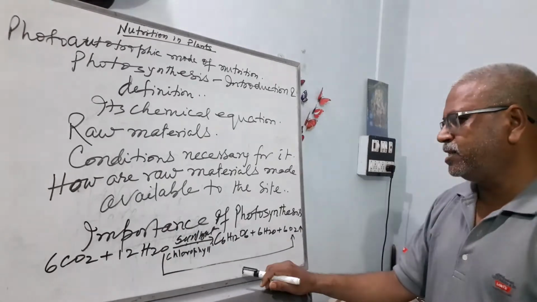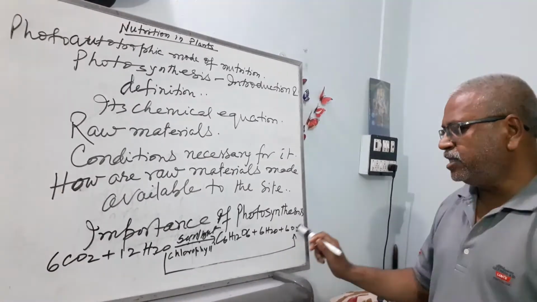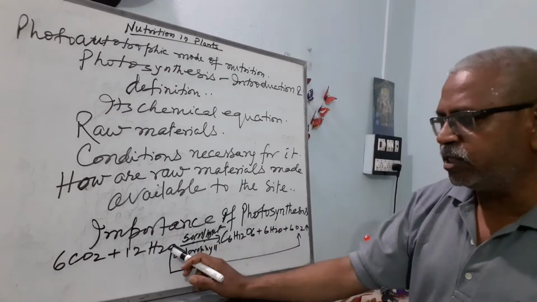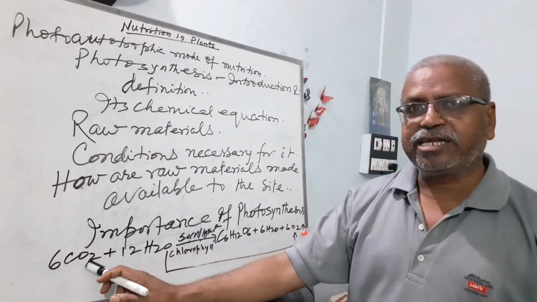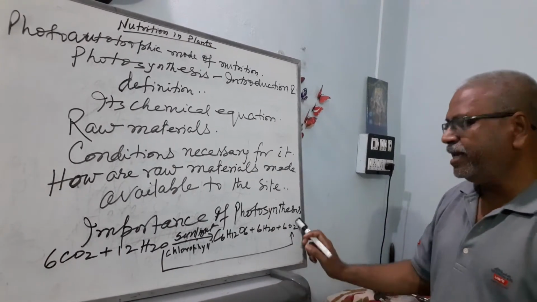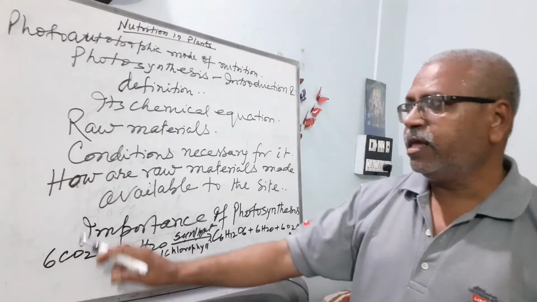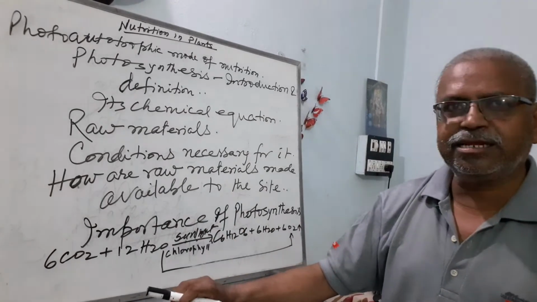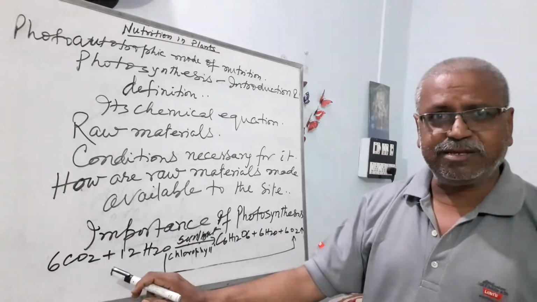And in this process, oxygen is evolved. This oxygen evolves exclusively from water. The oxygen of carbon dioxide is not utilized in releasing the oxygen in the atmosphere. I think the chemical equation of photosynthesis is now clear. This is a balanced equation of photosynthesis.